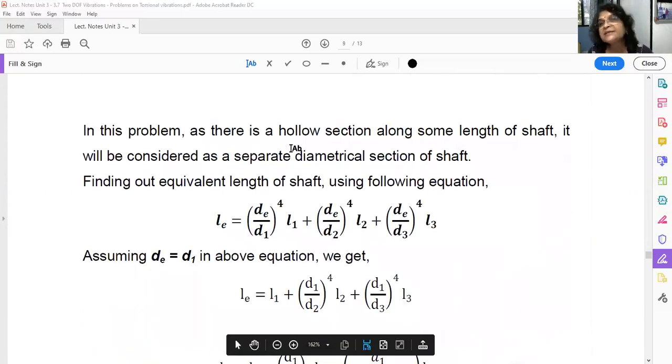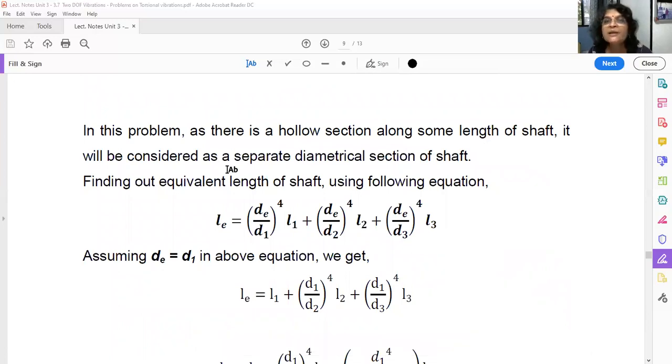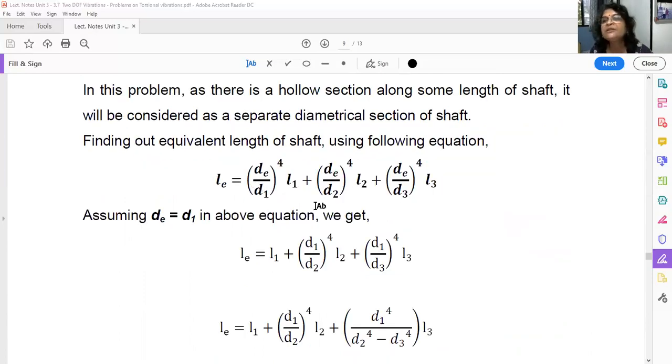In this problem, as there is a hollow section along some length of the shaft, as I told you, it will be considered as a separate diametrical section of the shaft. So finding out the equivalent length of the shaft using the following equation. Now you are familiar with this equation. The same equation I am writing again and again, so that you can learn it by heart.